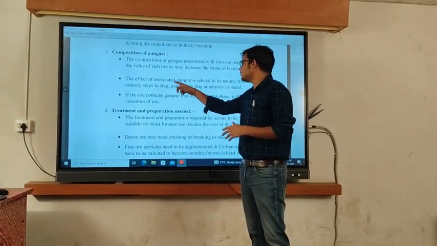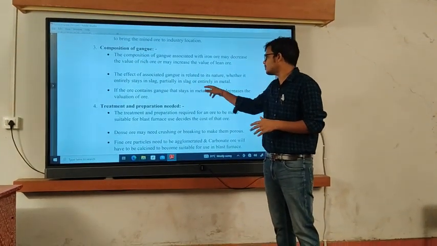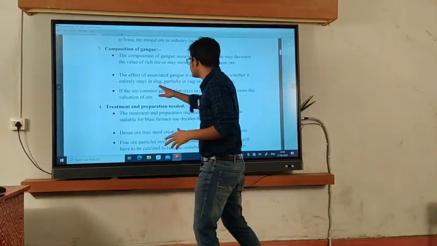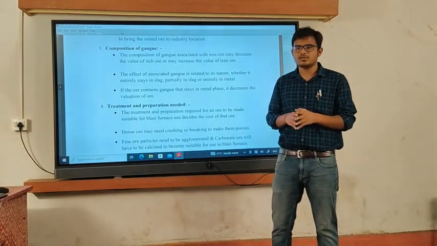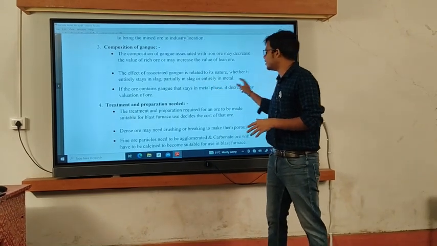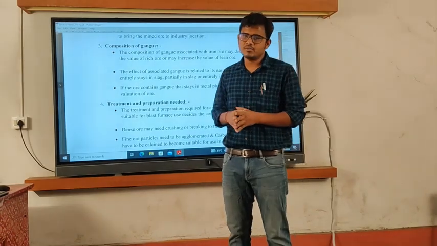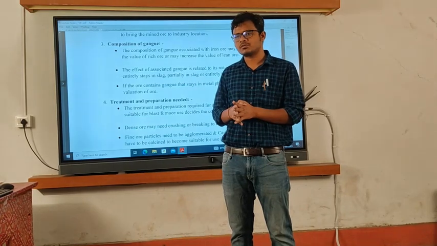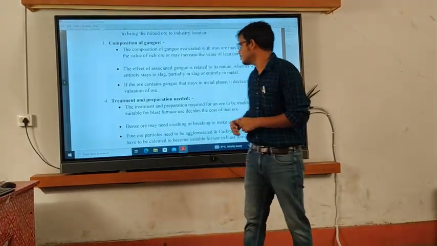So it is already said that the effect of associated gangue is related to its nature, whether it entirely stays in slag or partially or entirely in metal. If the gangue material stays completely in slag, that is good for us. That means it is easily removable. But if it is present in the metal, then that is a difficult task for us. We cannot remove that gangue material easily in the form of slag, so it will be difficult for us to tackle.